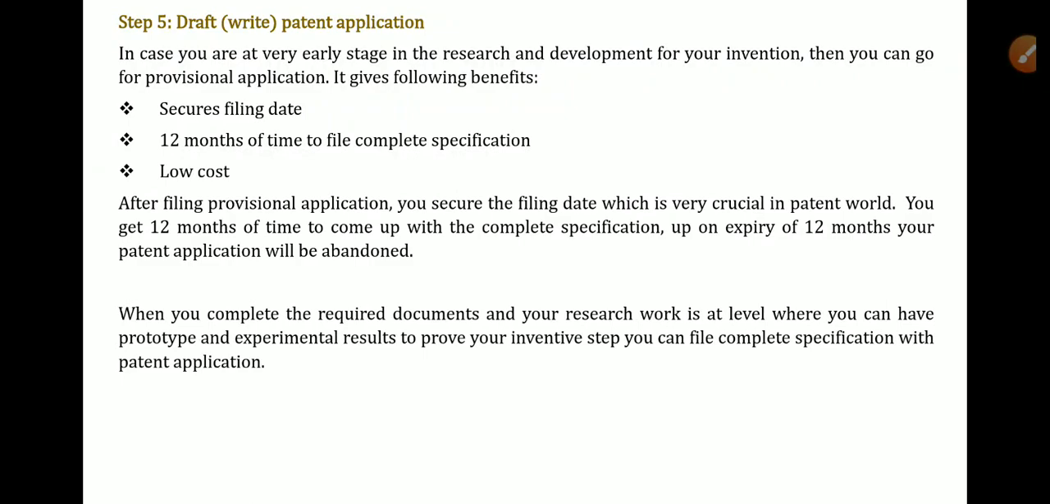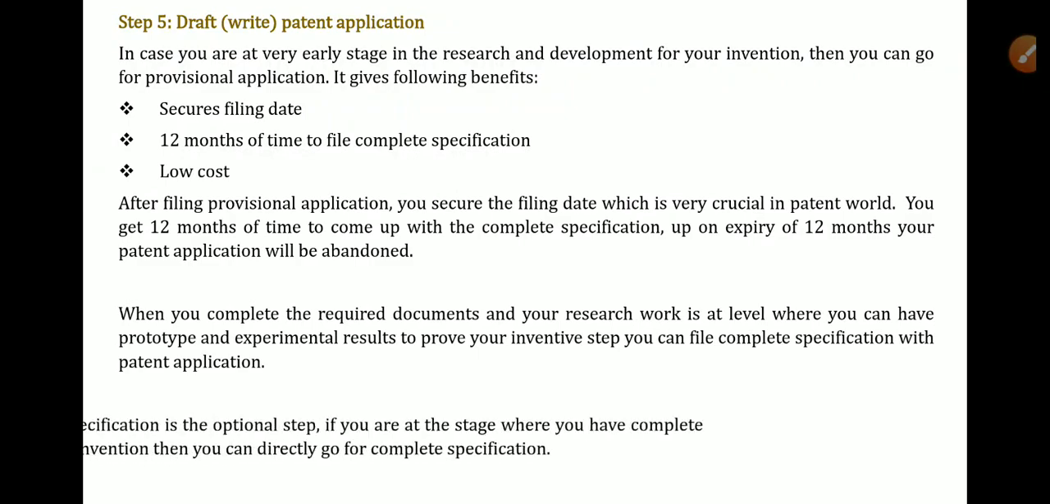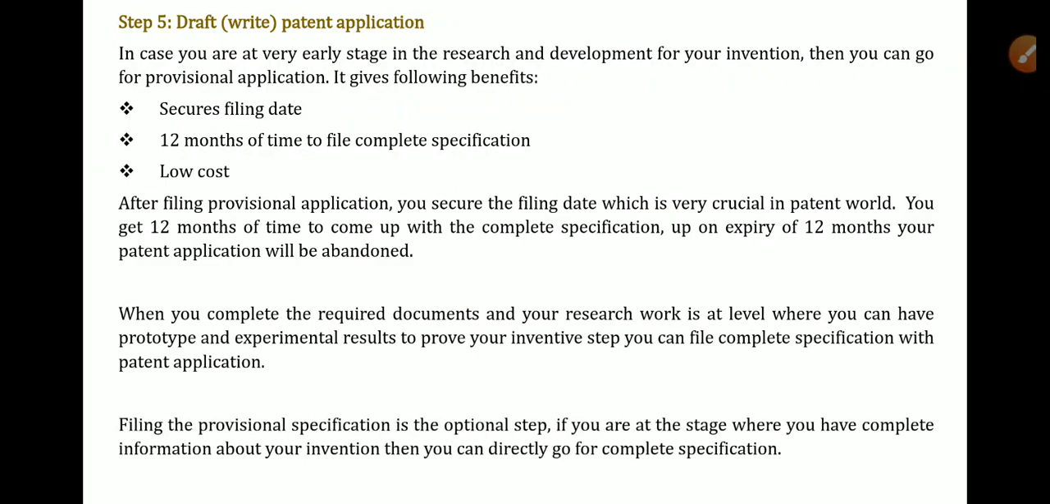So here, if you complete all the required documents of your research work, and you are ready to provide all the research work that is going to prove your inventive step, the complete specification of your invention, then you can go ahead with the patent application. And filing the provisional specification is an optional step. If you are at the stage where you have complete information about your invention, then you can directly go for the complete specification.